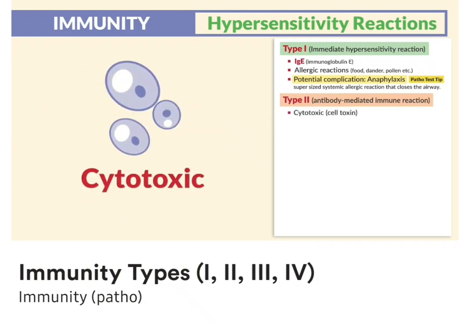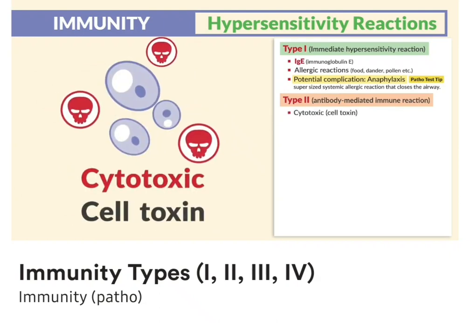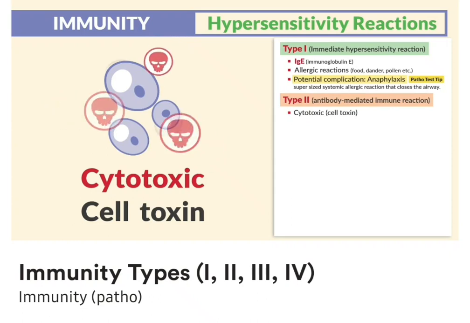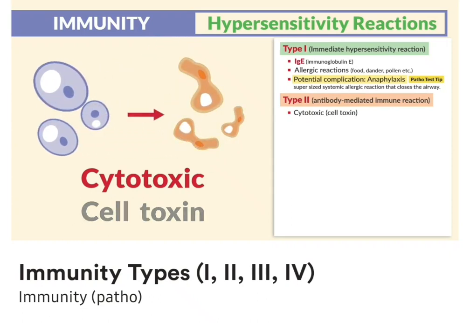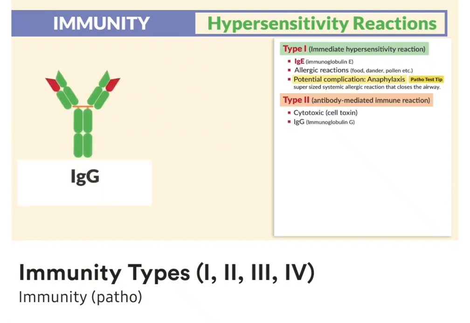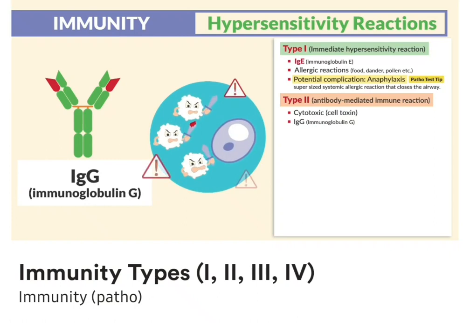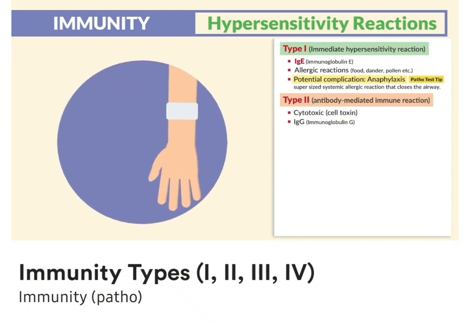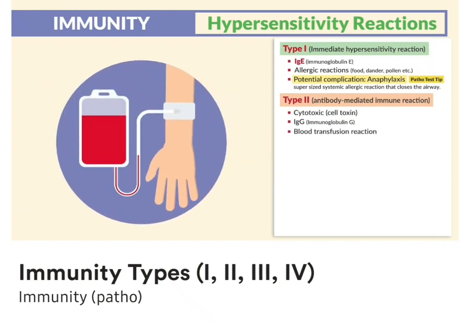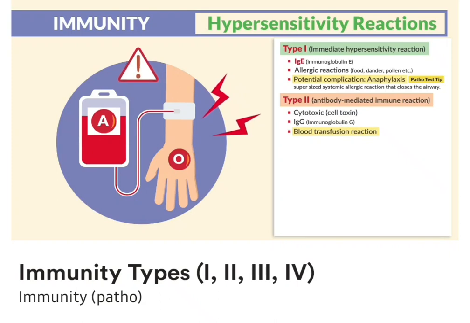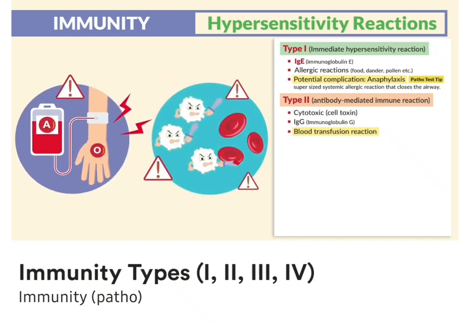Now, the second type of reaction is the type 2 antibody-mediated immune reaction. For example, the term cytotoxic or cell toxin, a toxic substance or process which results in cell damage or cell death. So just let the name help you. Cyto means cell, and toxic means toxin. And a key term for this type of reaction is IgG, immunoglobulin G. This is a type of antibody that alerts the WBCs to kill a cell.